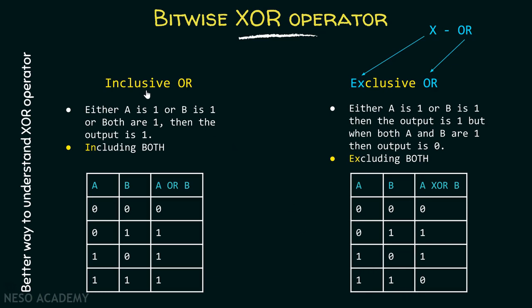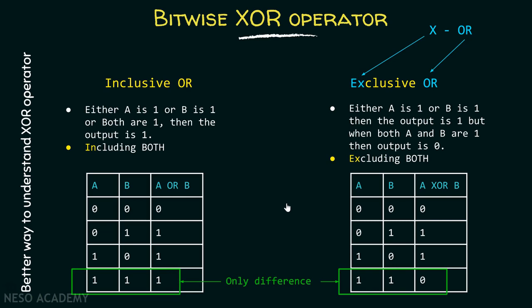Now the other operator is called the inclusive OR operator because it is including the both combination. That is, when both bits are 1, then the output is 1. This is the only difference we need to note down. Apart from that, XOR gets its name from exclusive OR, taking X from exclusive and OR from OR.